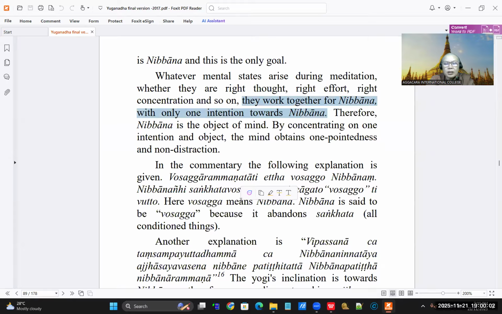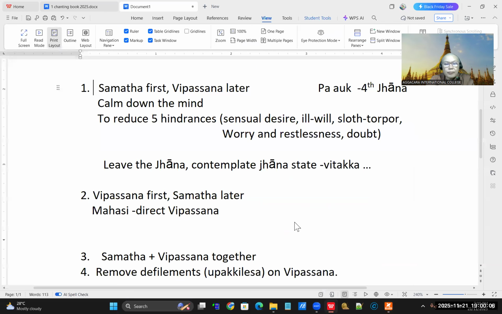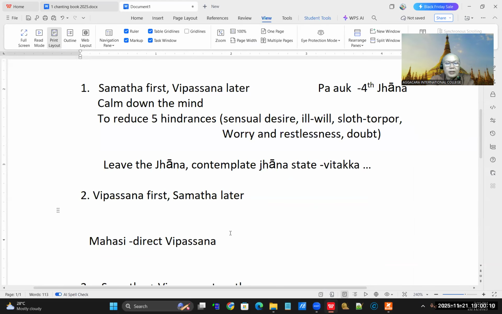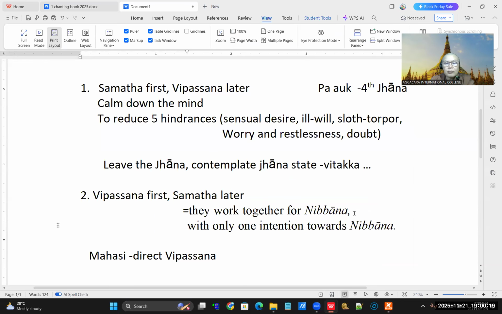So that's the meaning of this. Now, this is the normal practice of Vipassana, and this samatha refers to this one. So it is the intention of the mind working, the mental states working together.